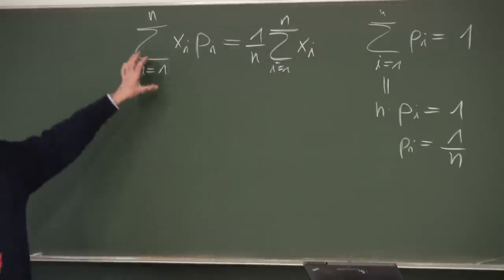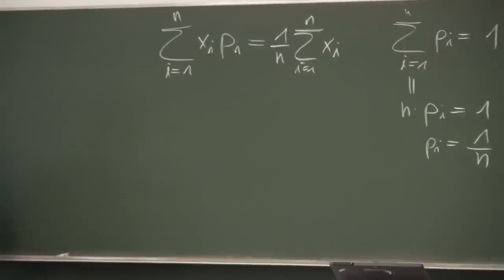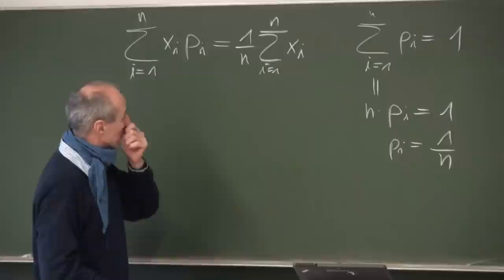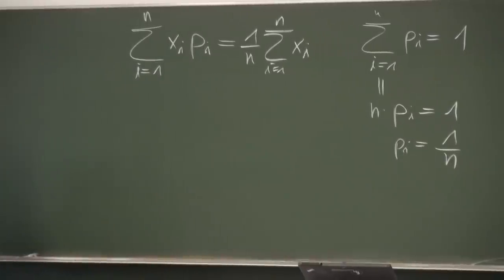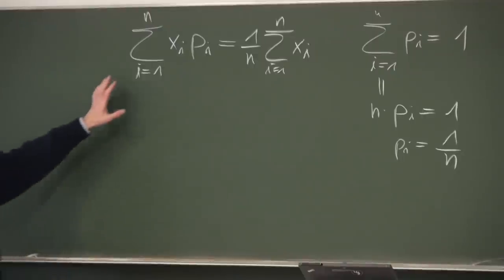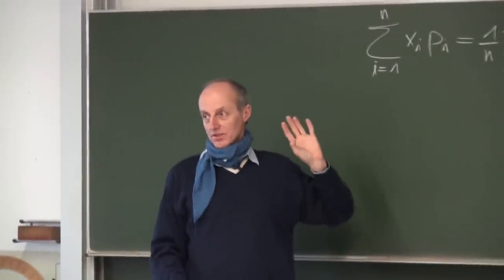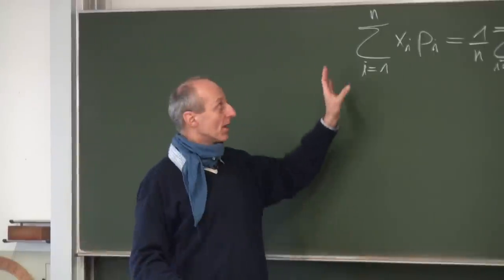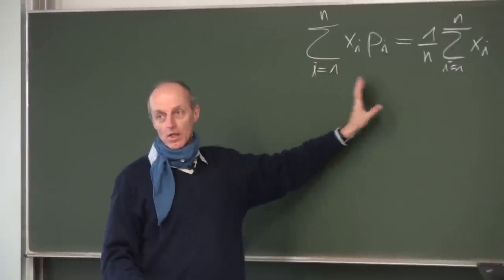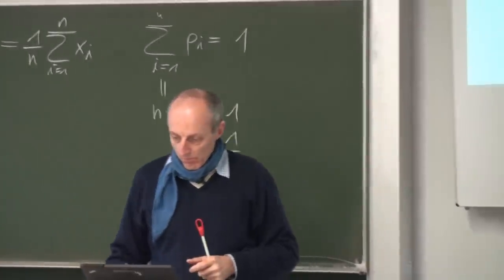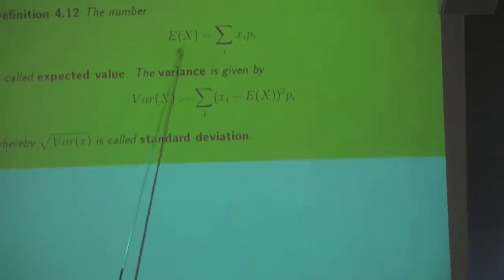So you see there is a relation between the arithmetic mean and the expected value. This is true for the case where we have n values, which is a finite number of values. If the number of values is infinite, then we can't do this anymore. Okay, that's the expected value.